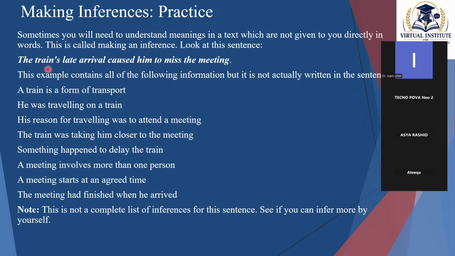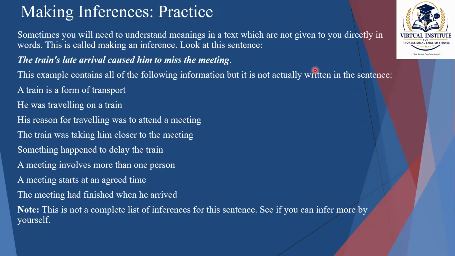Now, look at this sentence. The train's late arrival caused him to miss the meeting, right? Now, this example contains all of the following information, but it is not actually written in the sentence. Can anyone read all these sentences for me?